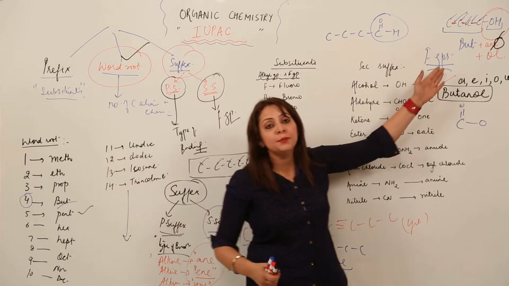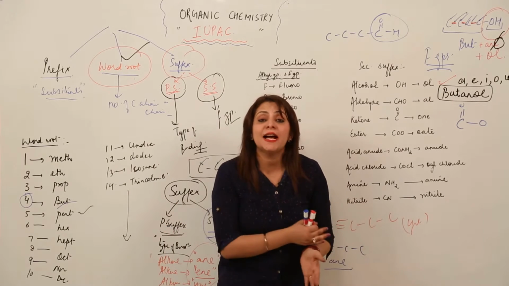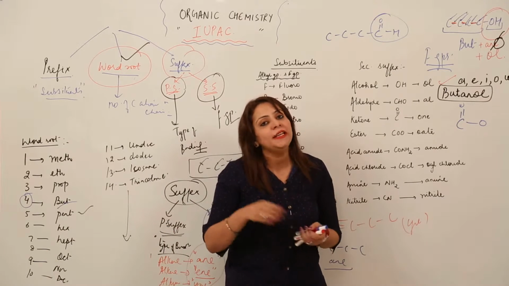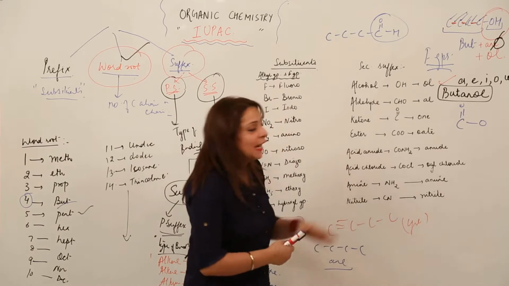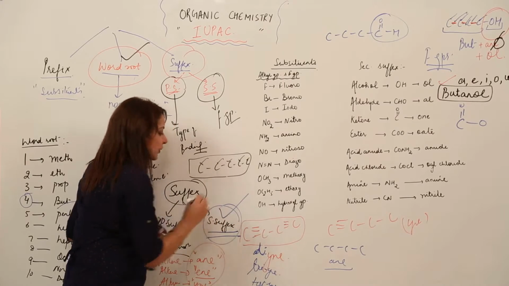So this is the important rule: when we are attaching the secondary suffix to the primary suffix and it starts with a vowel, then you have to drop the E of the primary suffix, right? I think you got it now. Now we are already done with the secondary suffix, right?